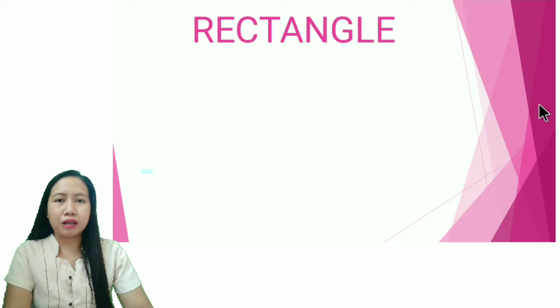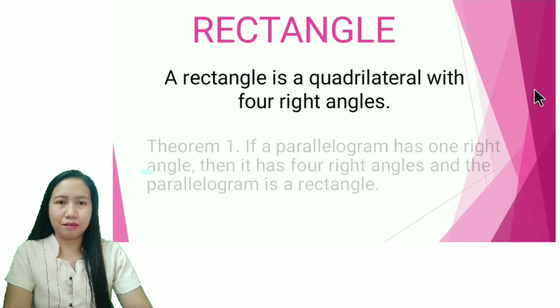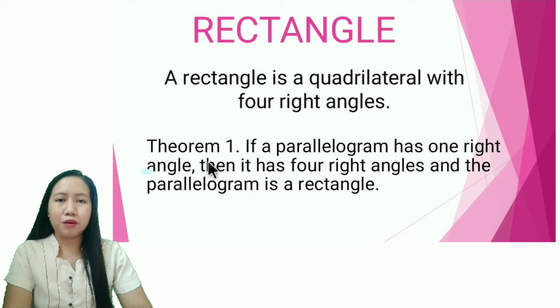Let's define first what is a rectangle. A rectangle is a quadrilateral with 4 right angles. Theorem number 1: If a parallelogram has one right angle, then it has 4 right angles and the parallelogram is a rectangle.